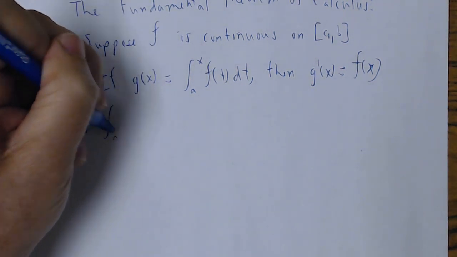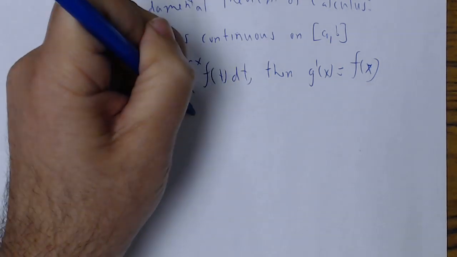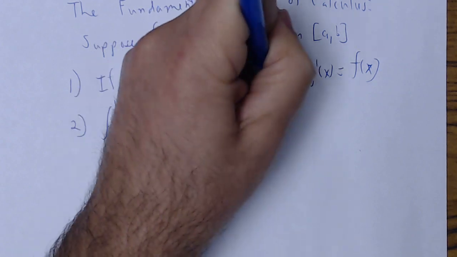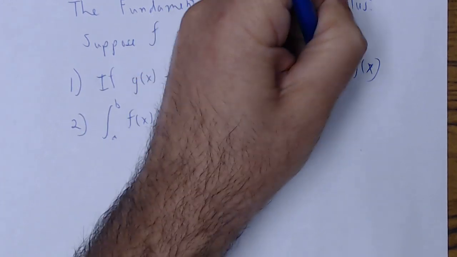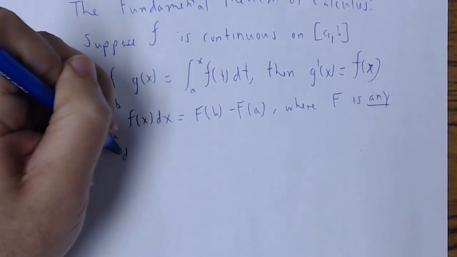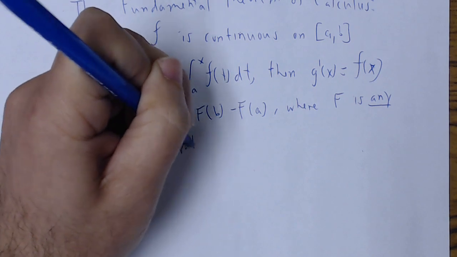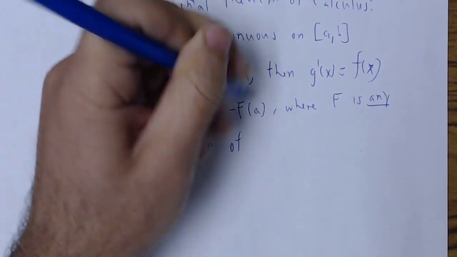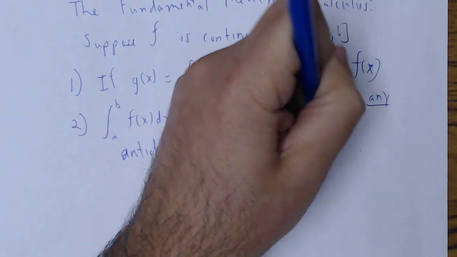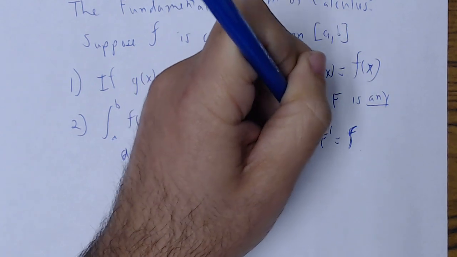The integral from a to b of f of x dx equals capital F of b minus capital F of a, where capital F is any antiderivative of f. That is, capital F prime will give you back lowercase f. Okay?